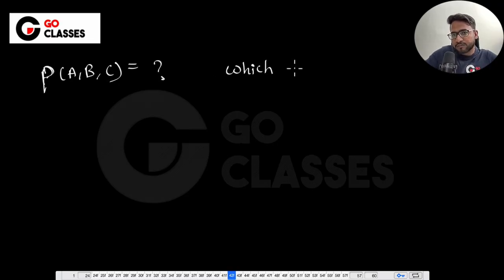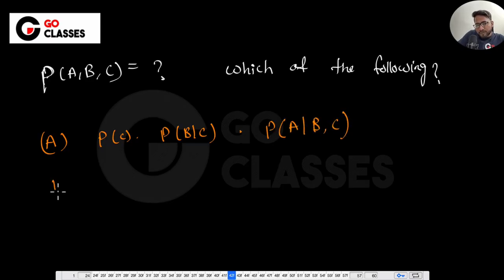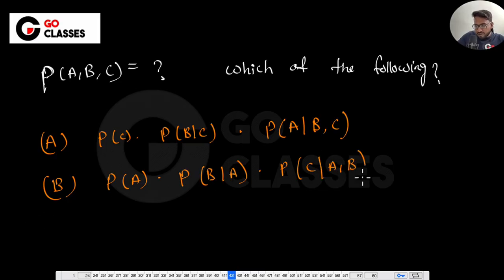Suppose I ask you this question, let me see if you can answer it. Let's suppose the first option is probability of C into probability of B given C into probability of A given BC. Second option, let's suppose it is probability of A into probability of B given A, into probability of B given A into probability of C given A comma B. Let's suppose this is another option.